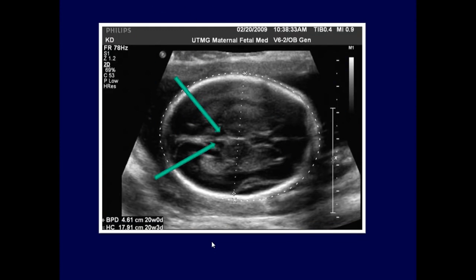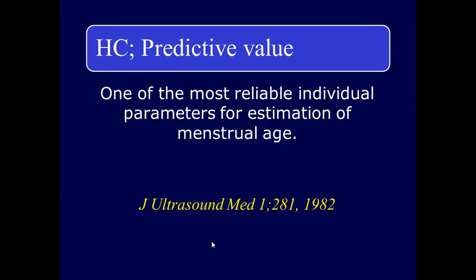This is the thalamus, this is the third ventricle, and this is the cavum septum lucidum. Ellipse is carefully fit to the calvarial margins, so the correctly measured 17.9 centimeters is highly accurate. Head circumference is one of the most reliable individual parameters for estimation of gestational age. This is due to its shape independence. In a study published in 1982, a series of 594 patients demonstrated that the head circumference was superior to the biparietal diameter as a predictor of gestational age.